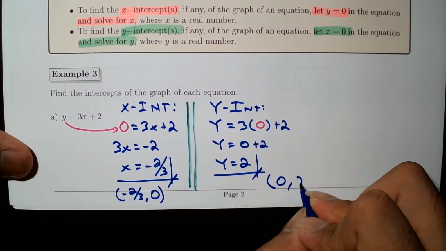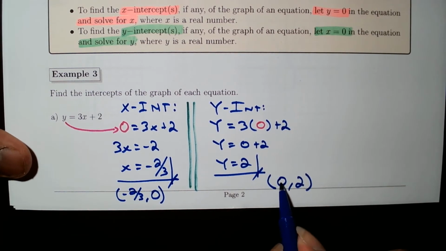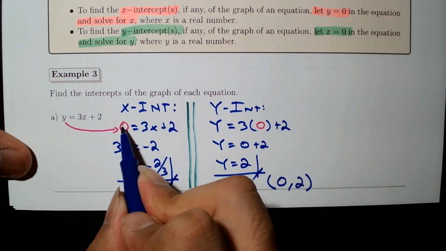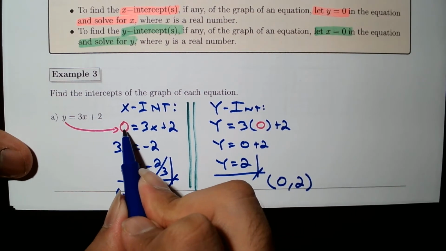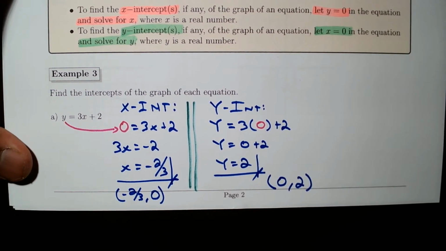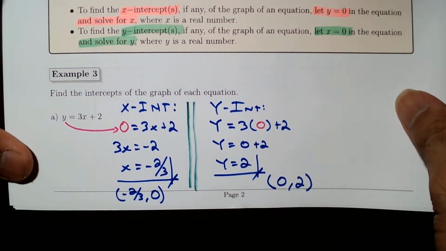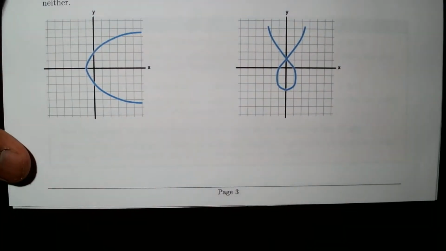0, comma 2. Where did we get this 0? Because we let x equal 0. Where do we get that 0? Because we get the y equal to 0. Okay, let's do another example to find the intercepts.